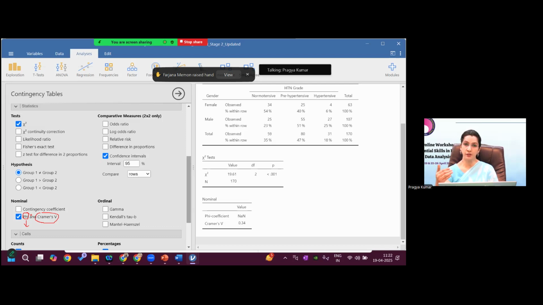And this strength of association, in case of a categorical variable, is statistically communicated by the phi and Cramér's V. You look at the value of Cramér's V only when the chi-square is significant. Because if it is statistically significant, then only you comment on the strength. If it is statistically not significant, then you cannot comment on the strength.